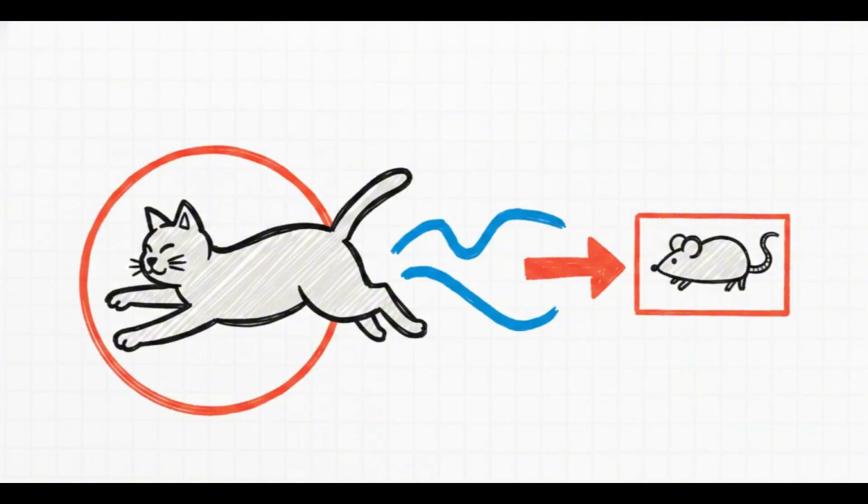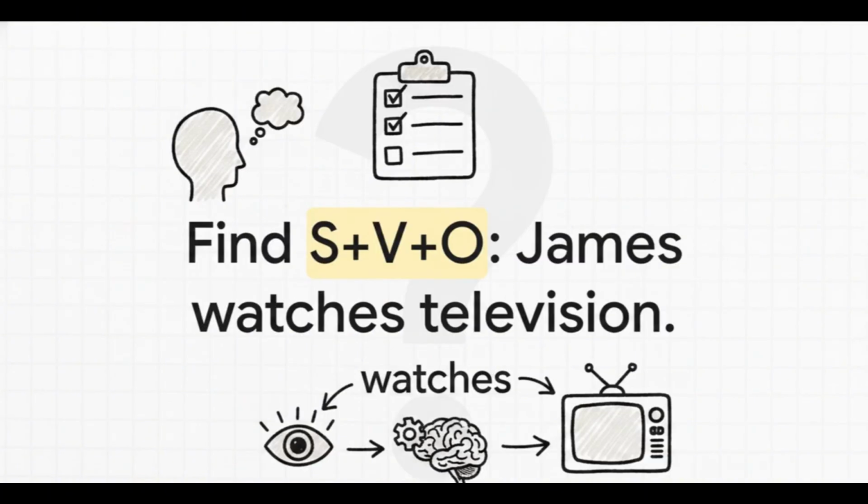The subject is the cat, because, well, the cat is the one doing the action. The verb is catches, because that's the action taking place, and the object is a mouse, because that poor little mouse is the one receiving the action of being caught. If you got that right, you are perfectly applying the S plus V plus O formula. Great job.